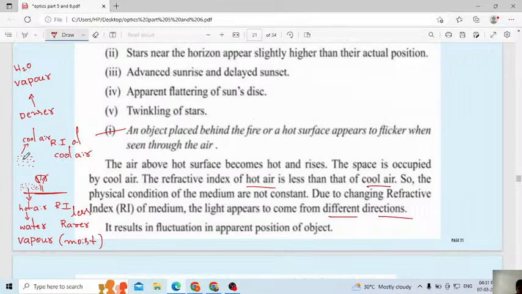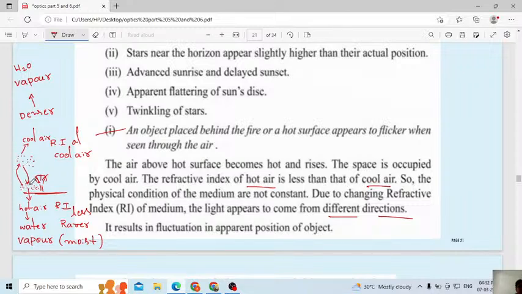Once again, the cool air will come down and the hot air will move up continuously. You can observe there will be a circulation of hot air and cool air. The cool air comes down, because of the fire it heats up, and again it moves. Therefore, continuously there will be a change in the refractive index of the medium. Here the refractive index is not constant, it will go on changing because the cool air and hot air are continuously circulating.